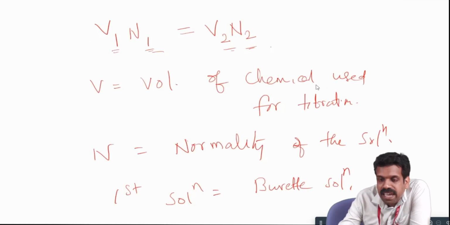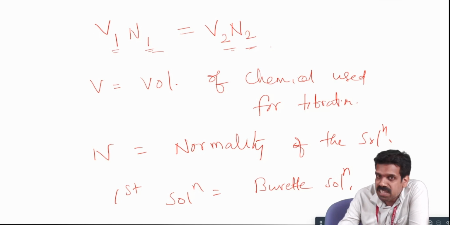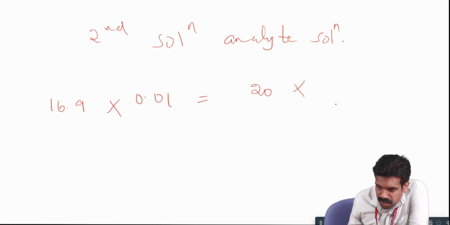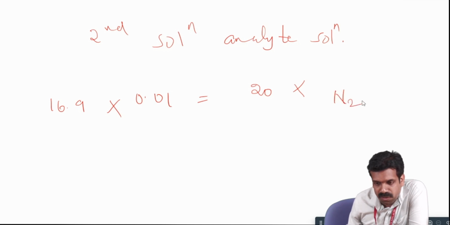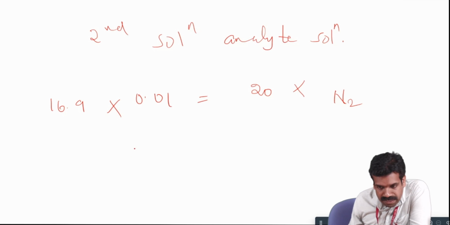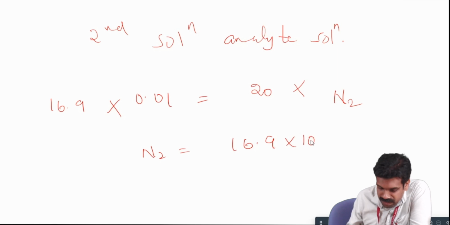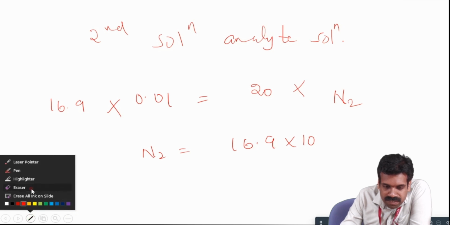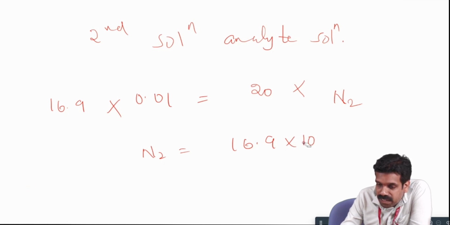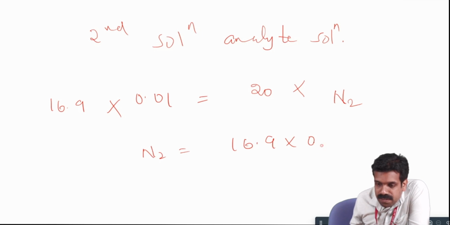And then what is N2? The normality of the analyte solution, which I do not know. That was my objective: to find the normality of the analyte solution, N2. I can easily find N2. So N2 is 16.9 into 0.01 divided by 20. Sorry, I made a mistake there.